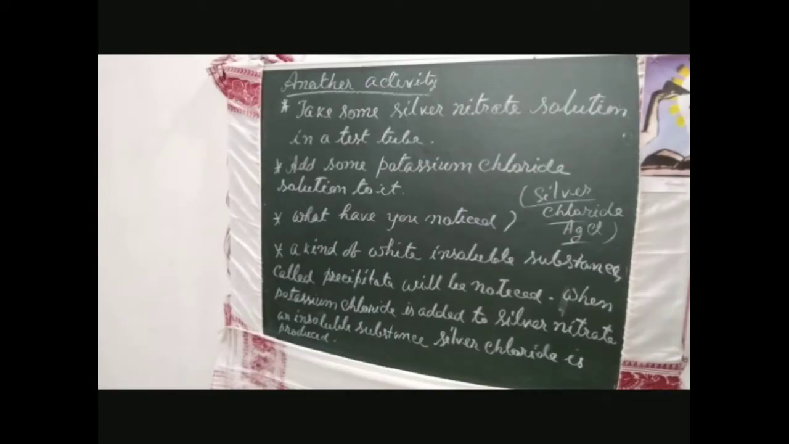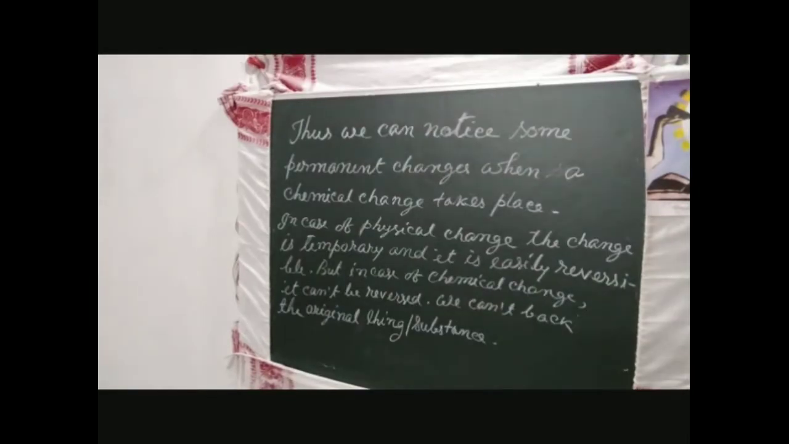So students, we notice a lot of changes taking place during chemical changes, and we can notice some permanent changes when a chemical reaction takes place. In case of physical change, the change is temporary, not permanent, and it is easily reversible. But in case of chemical change, it cannot be reversed. We cannot get back the original substance.